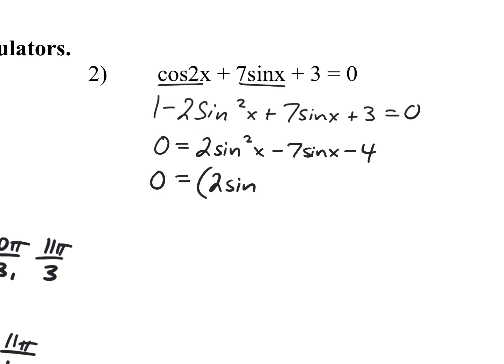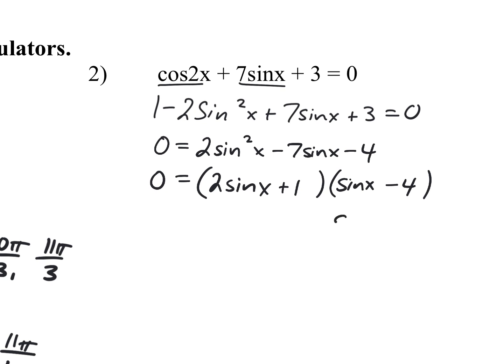So I'm going to factor this. 2 sine x and sine x will be our leading terms in each of the binomials. We'll need a minus 4 over here and a plus 1. That'll get me negative 8 sine x plus 1 sine x. That's my negative 7 sine, and we're getting somewhere.